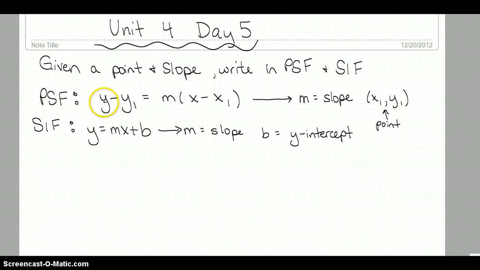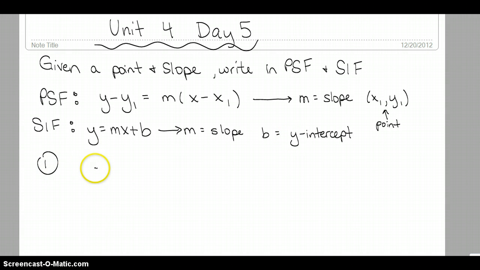Point-slope form, if you remember the equation, is y minus y1 equals m times x minus x1. M represents the slope and x1, y1 represents the point that it's going through. In slope-intercept form, the equation's y equals mx plus b, where m represents the slope and b represents the y-intercept. So let's try a couple and see how we do here.